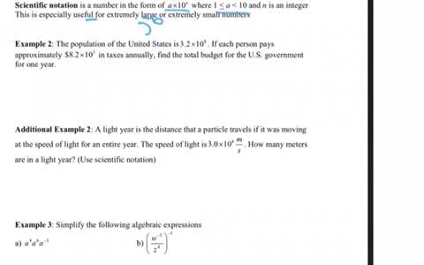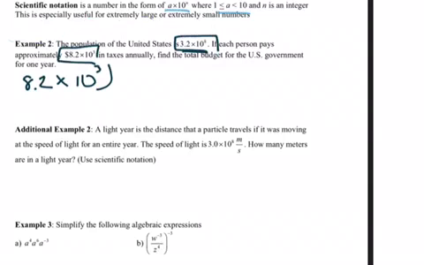So, just so that we can read, the population of the United States is 3.2 times 10 to the 8th. So I would move the decimal place 8 places to the right and add zeros in. And it says if each person pays approximately 8.2 times 10 to the 3rd power in dollars in taxes annually, find the total budget for the United States government for 1 year. So if this represents the population, how many people I have, and this is how much money each person pays, I'm going to multiply these two numbers to find out how much money the government has for us here.